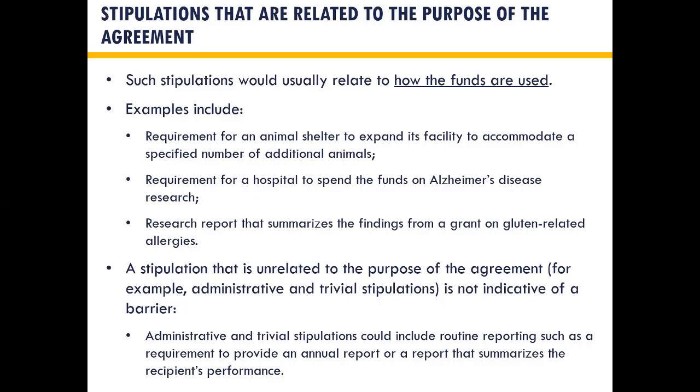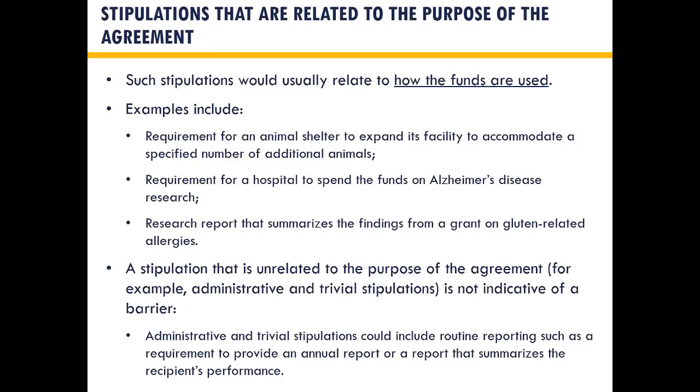The standard does spell out that if you have a stipulation that's unrelated to the purpose of the agreement, so those that are considered administrative or trivial in nature, those are not indicative of a barrier. A lot of times you have routine reporting, maybe an annual report or a progress report that you're required to submit. It could be submitting a budget. These are not considered to be barriers, and as such would not trigger you having a conditional award or a conditional contribution.